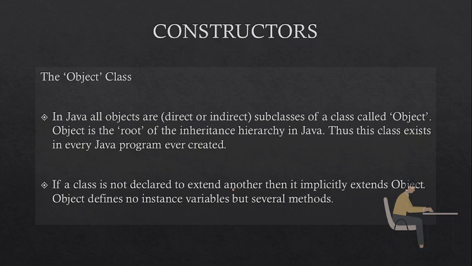So wala lang tagi na state sa atong nga superclass, wala tagi na state nga extends object. So automatically ginaset mo na sa Java. So if a class is not declared to extend another, then it implicitly extends object. So object defines no instance variables but several methods.